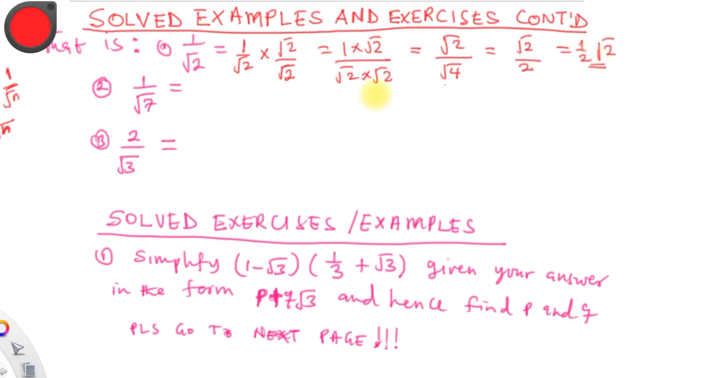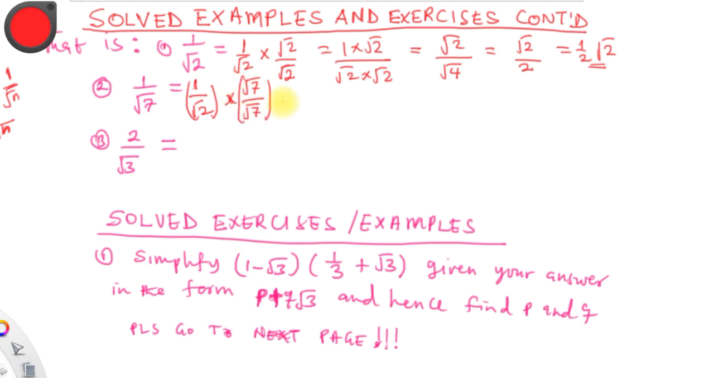In the same way, let's look at this example: 1 over square root of 7. If you want to divide or rationalize it, write the given set, then multiply by the conjugate, which is the same, square root of 7, and divide by the same conjugate, square root of 7. Guys, this is very simple.